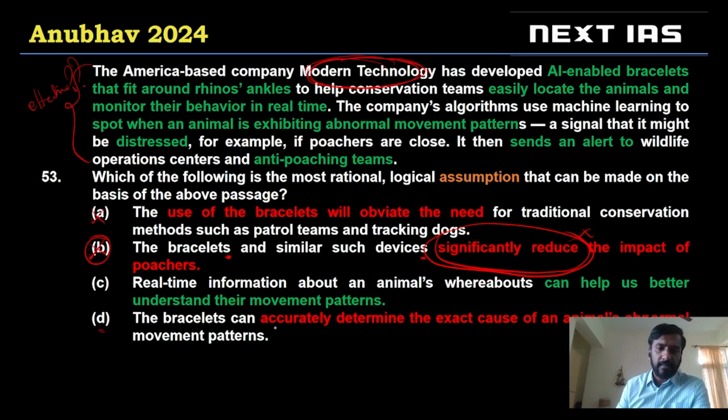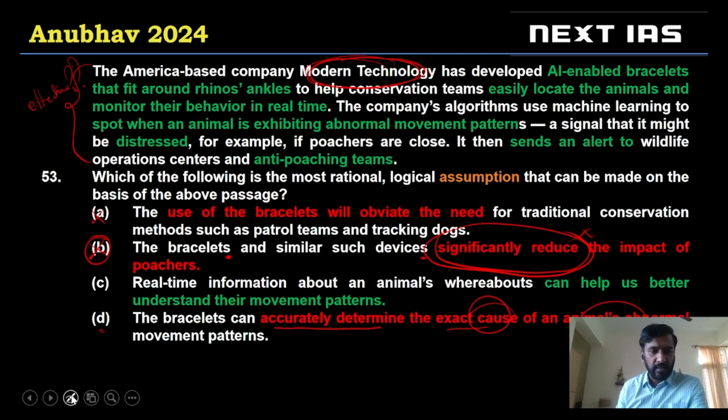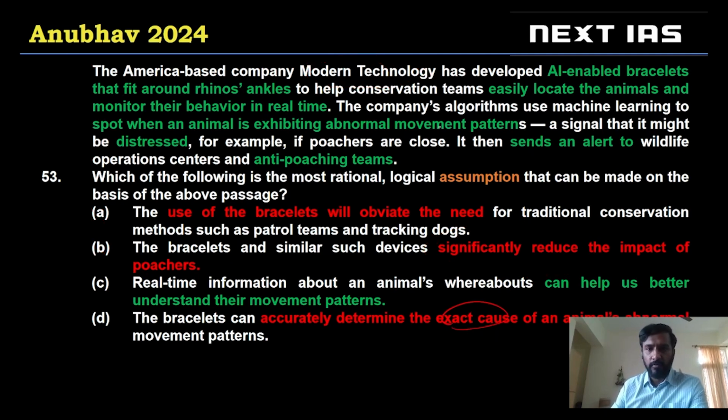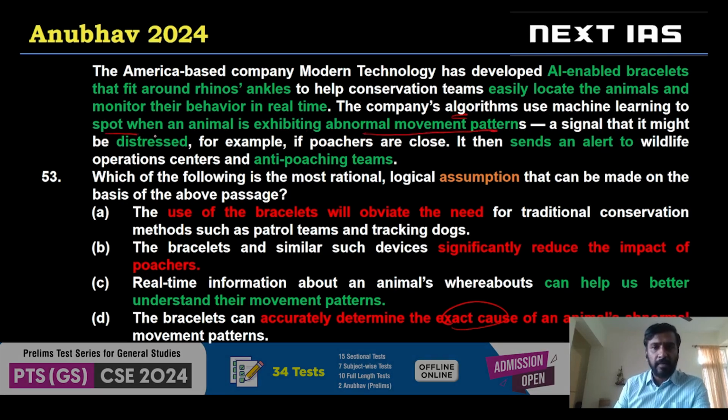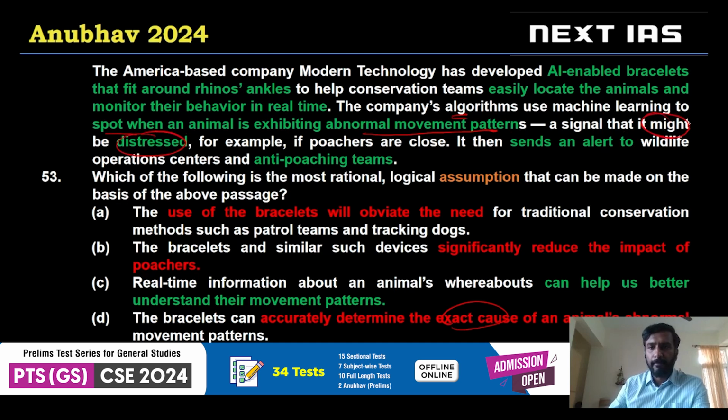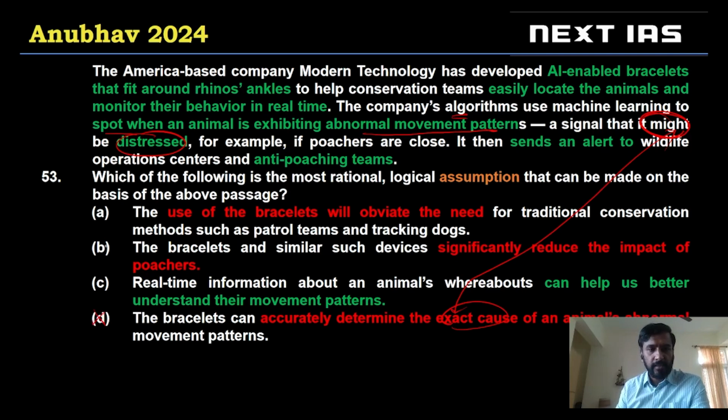Next option: bracelets can accurately determine the exact cause of an animal's abnormal movement patterns. We can't say the exact cause can be determined. If you notice here, we are told the company's algorithms use machine learning to spot when an animal is exhibiting abnormal movement patterns, a signal that it might be distressed. Might be distressed. So the exact cause was not identified. It's possible that there is distress. Correct? So D is incorrect. Option C is the only possible choice.